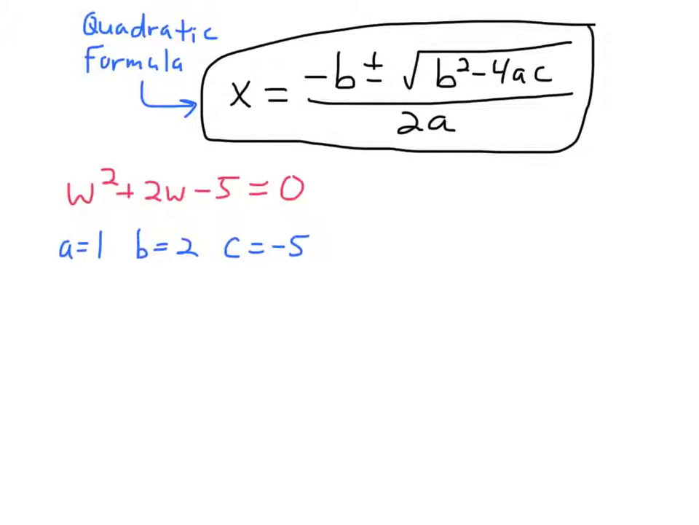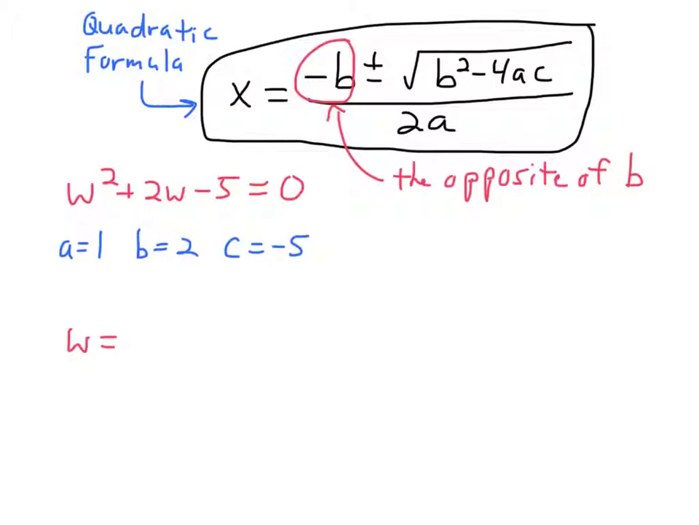So our answers for w in this case are going to be negative b. Now this negative b really means the opposite of b. The reason I say that is because if b starts out as a negative number, then when you take the negative of it, or the opposite of it, you actually end up with a positive number. But in our case, that's not happening here. b is just the number 2, so we'd have negative 2.